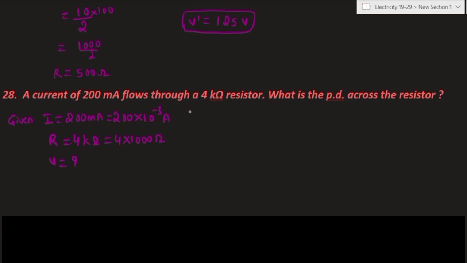By Ohm's law, V is equal to R into I. R is how much here? 4000 into 200 into 10 to the power minus 3. It becomes 10 to the power 3, that is 1000. 3 zeros get cancelled. 2 fours are 8. 800 volt is the answer. 800 volt is the potential difference.